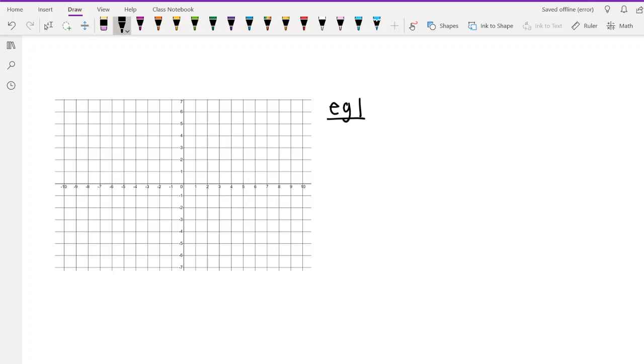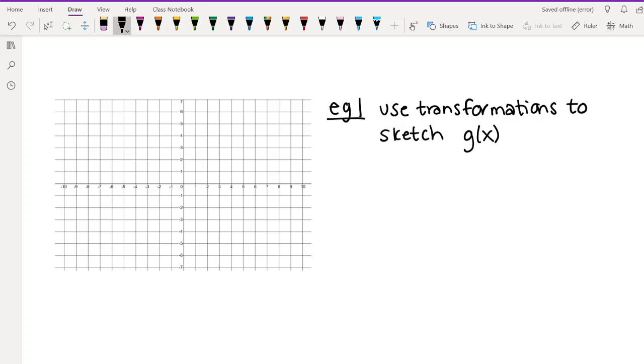So in this example, what I want to do is use transformations to sketch g of x is equal to negative square root of negative x.